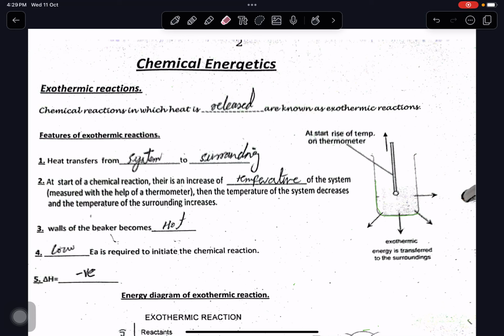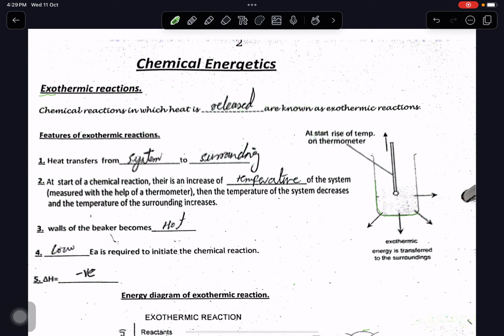So today we are going to start an important chapter, and that is chemical energetics. Basically, in this chapter, we will learn about exothermic reactions and endothermic reactions and their energy profile diagrams. Okay, first of all, what is meant by exothermic?